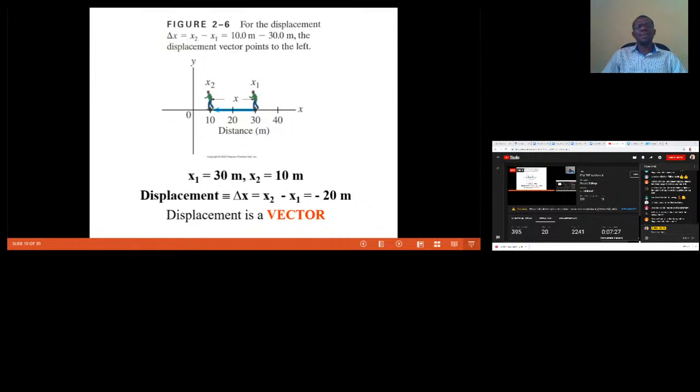So, a very important point here. If you have motion in one dimension, displacements, which are vector quantities, can be represented as scalar quantities with the only difference of the sign. When the sign is positive, it means that the motion is taking place in the direction of the positive axis. If you find a negative displacement, it means that the displacement is in the direction of the negative coordinate axis.